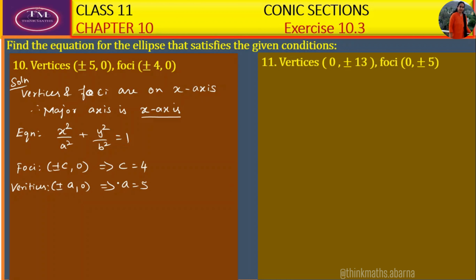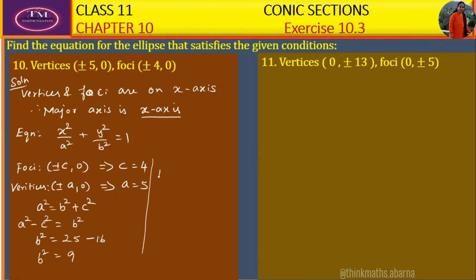So we got a as well as c. Now our work is to find b. So what is the relation? It is a square equal to b square plus c square. So b square, keeping as such, b square will be a square minus c square. This plus c square, when it goes here, it becomes minus c square. So what is b square? B square equal to a square minus c square. A square is 5 square, which is 25, minus c square. C square is 4 square, so it is 16. So 25 minus 16 is 9. So b square is 9.